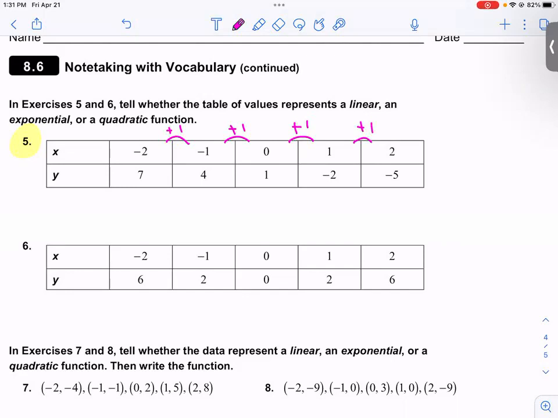Okay, raise your hand if you vote that this is a linear equation. Quadratic. Exponential.